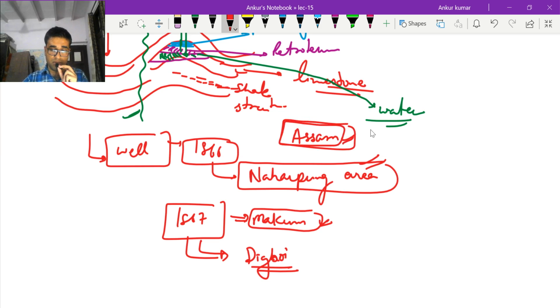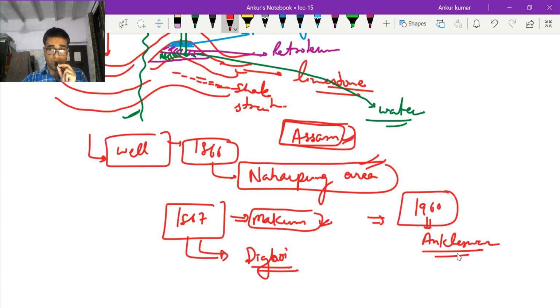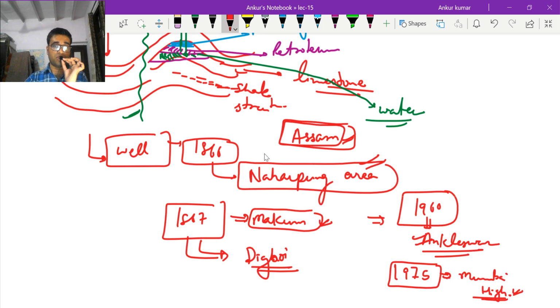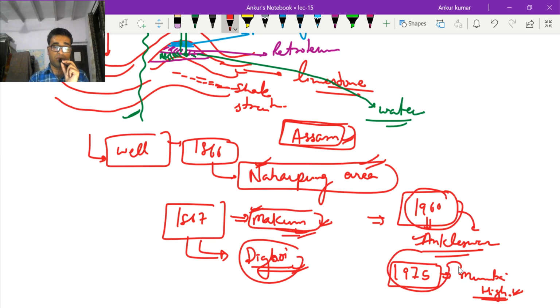After that, we fast forward to 1960. In 1960, in Ankleshwar, the next oil well was dug. Right, after that in 1975, Fountain of Prosperity, that is Mumbai High, started production. So this is the brief history of how we started first in Assam. The first oil well was dug in Naharpung area, but it did not work. After that, in 1867, the working well was established in Makum. In the same year in Digboy. Then in 1960, Ankleshwar, and 1975 Mumbai High. Right, so these are the basic areas.